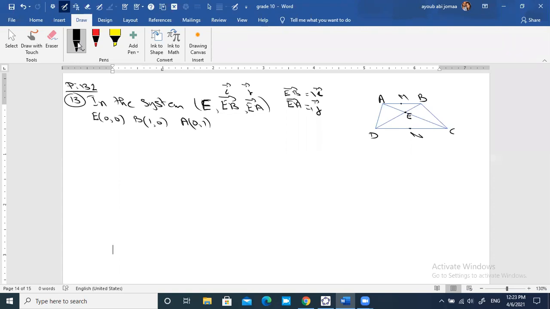Right. Point M, the midpoint of AB: XA plus XB over 2, YA plus YB over 2. Then M will have the coordinates 1 over 2, 1 over 2. You can check. I'm not going to rewrite it again. Right. We still have D and C.